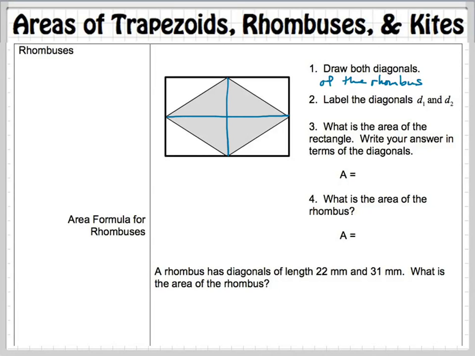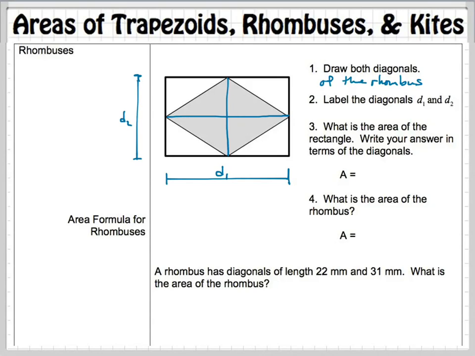Then it says label them. Labeling these diagonals is kind of difficult, because if you put a D sub 1 right here, which is the first thing you're supposed to label, you don't know that this is supposed to be for the whole line. It actually looks like it's just for half the line, but it should be for the whole line. So we're going to go outside the figure and draw this right here to help us see that this is D sub 1. And this right here is D sub 2.